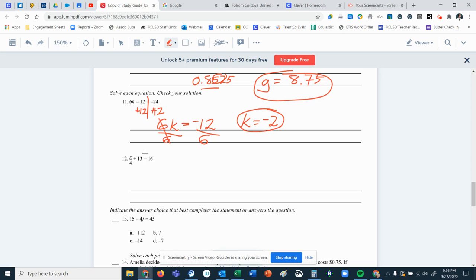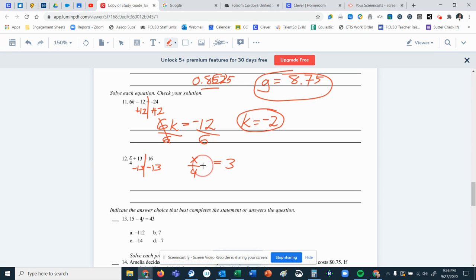Okay, problem 12. We see what's the outside in number? It's the plus 13. I'm going to subtract 13 first. And 16 minus 13 is 3. And all that's left is this x over 4. Well, how do I get rid of this? Well, x divided by 4 here.